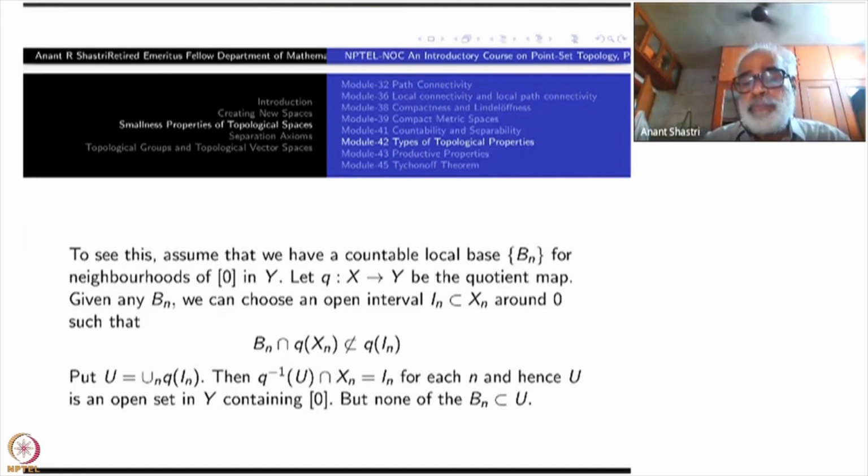If it's a base, then some Bn must be contained inside U. For every open subset, there must be a member of the base which goes inside that. Though this is not a base. In fact, what we have proved here is that no countable set of neighborhoods of zero can be a base. I started with a countable set of neighborhoods of zero, I never used that it was a base. Then I showed that it is not a base.